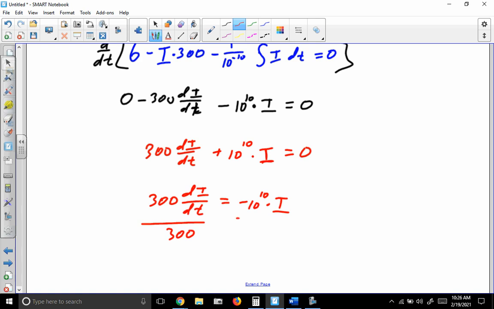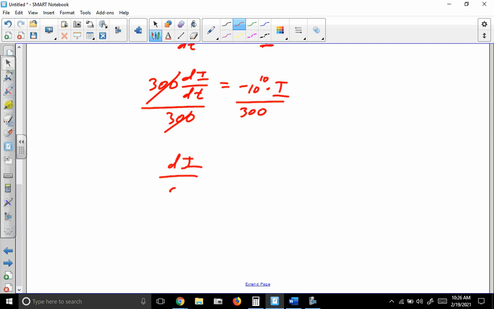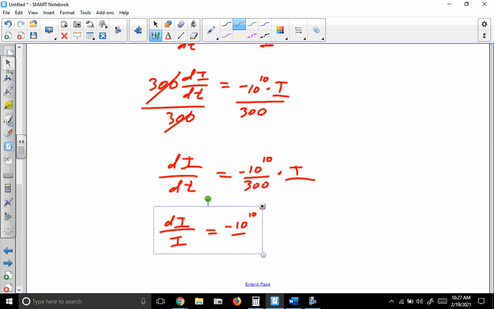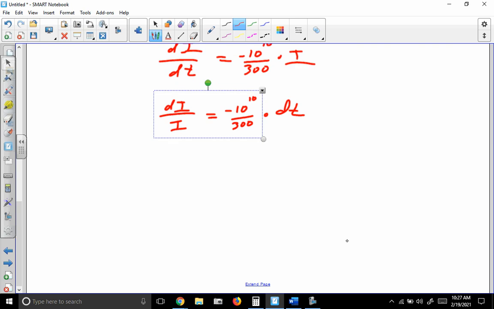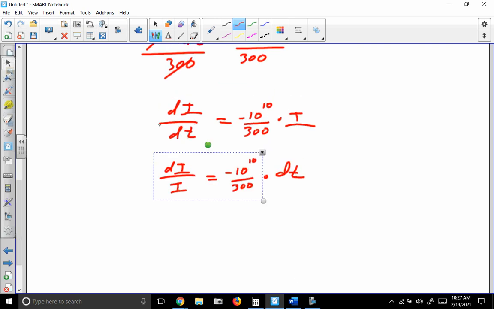So 300 di over dt equals negative 10 to the 10th times I. Divide both sides by 300: di over dt equals negative 10 to the 10th over 300 times I. And now we can separate and integrate. We can move I to the left, we can move dt to the right, and we get di over I equals negative 10 to the 10th over 300 times dt. So divide both sides by I, multiply by dt, and we get this.